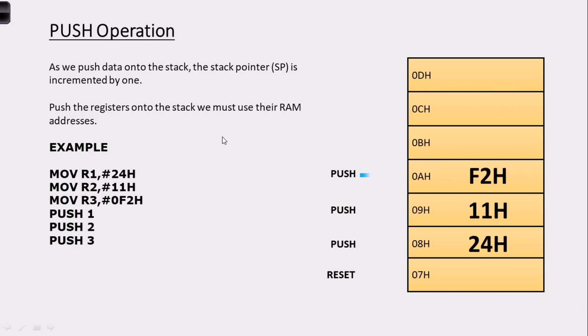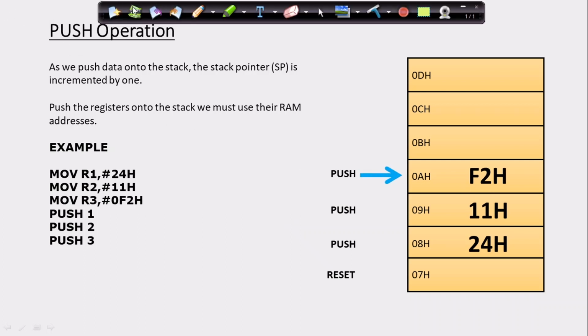Now one thing we can observe is that here we first called push 1, 2, 3. Suppose I had taken something like this: push 2, then push 1, and then push 3. What would have happened is that in the first one, the contents of register 2 are pushed into the stack memory.